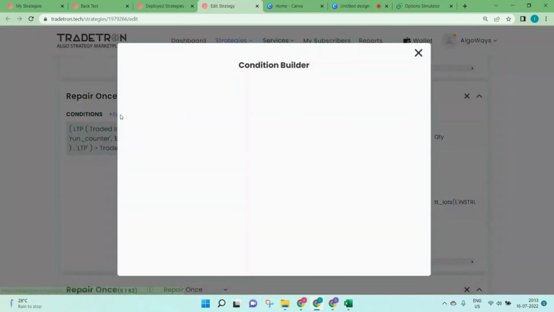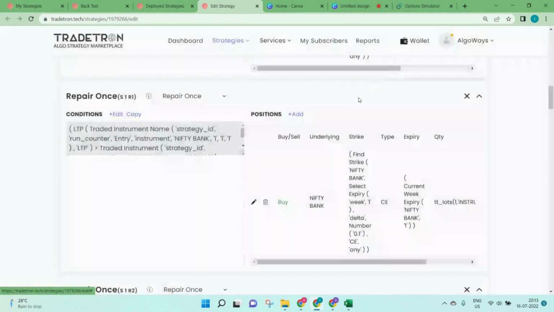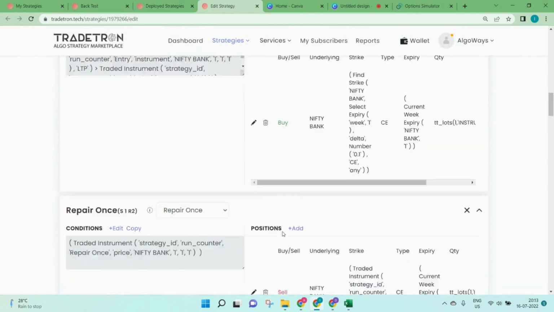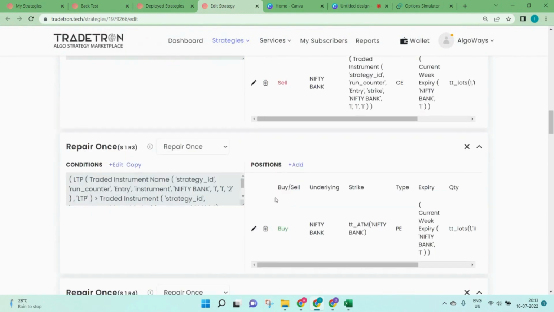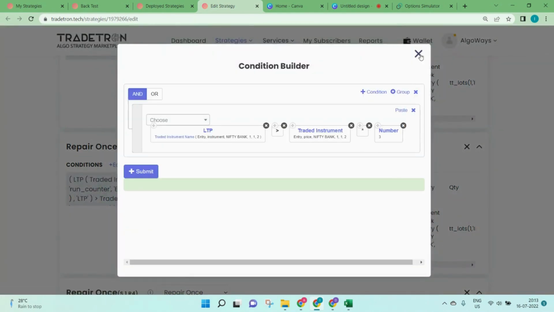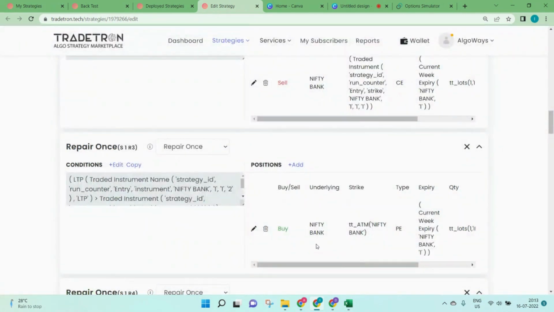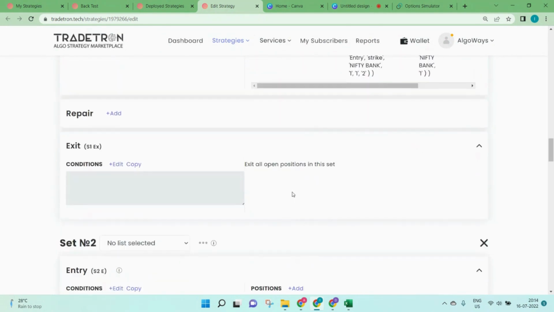Now I have kept some repairs also. If my buy premium becomes 3 times, I will buy another 0.1 delta and then exit the original call option. Similarly for the put side, if my buy leg goes 3 times, I will exit. I first have to buy the new buy leg, and only then can I exit the old legs. There is no need to do this if you don't want to exit the buy legs, so then these repairs will not come.